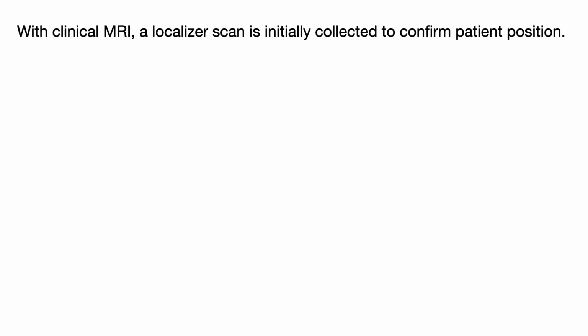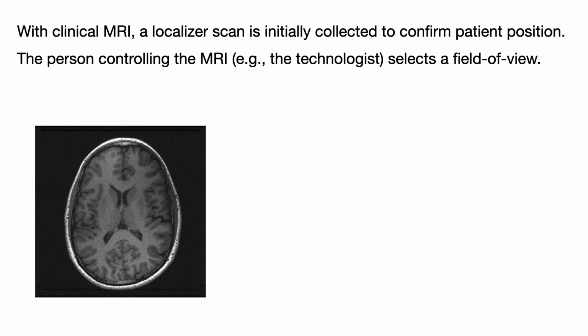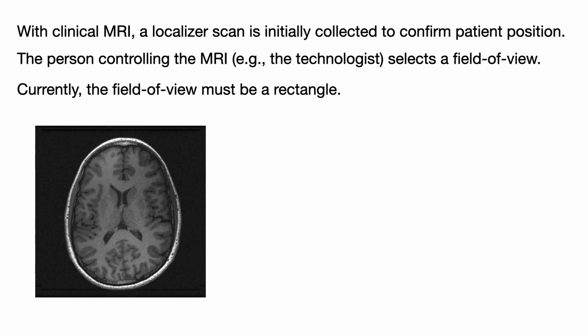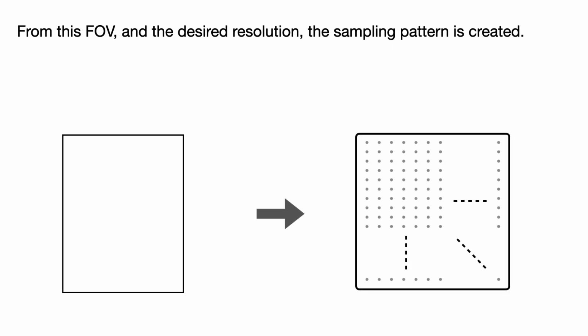With clinical MRI, a localizer scan is initially collected to confirm patient position. The person controlling the MRI, perhaps the technologist, then selects a field of view. Currently, the field of view must be a rectangle, and it must encompass the entire patient. From this field of view and the desired resolution, the sampling pattern is created.